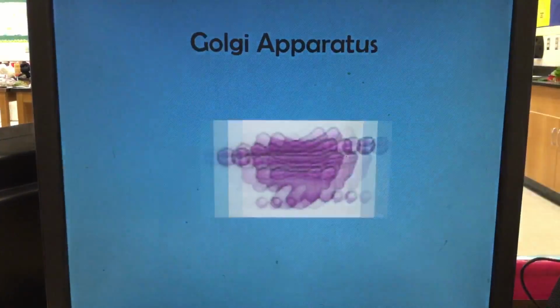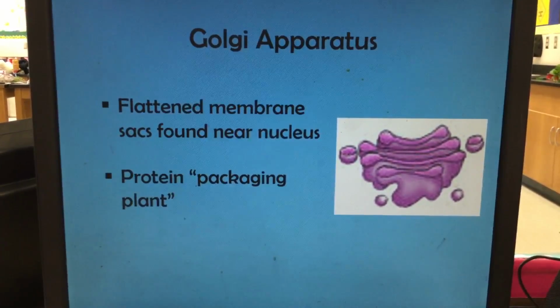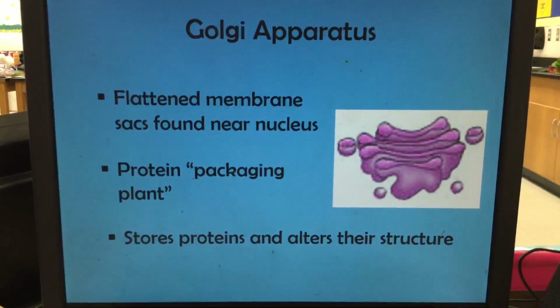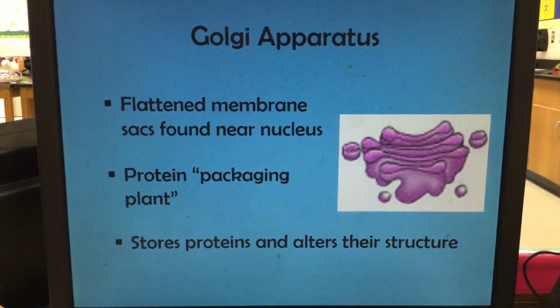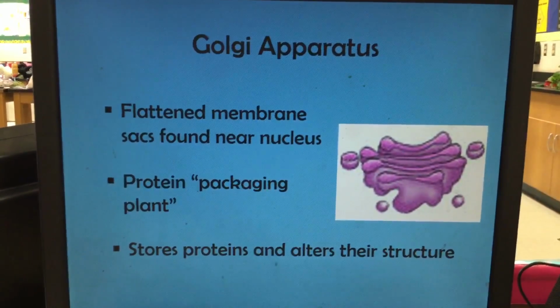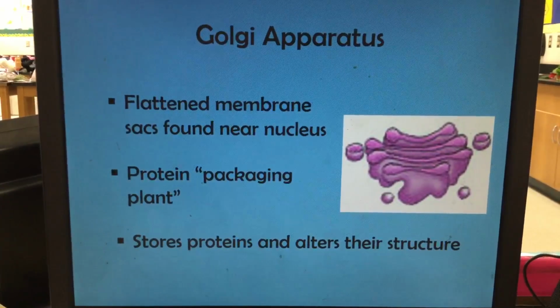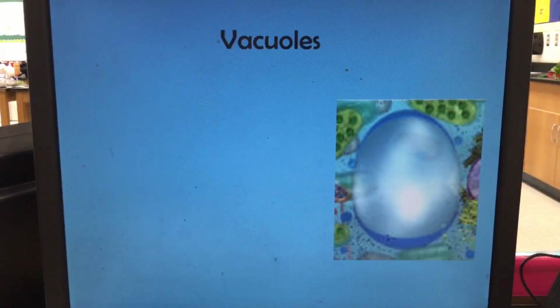Golgi apparatus. This is the flattened membrane sacs found near the nucleus. It is also the protein packaging plant and stores the proteins in order to alter their structure. Now, don't get overwhelmed with all this information. We're going to go back and look at each individual one. We're just doing an overview right now.